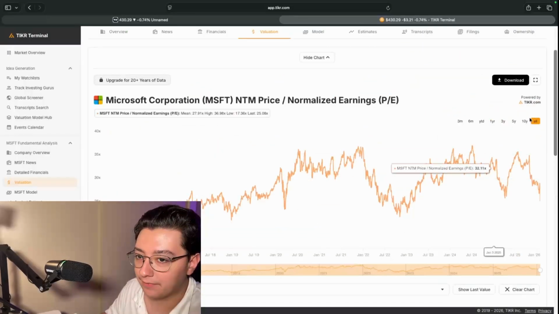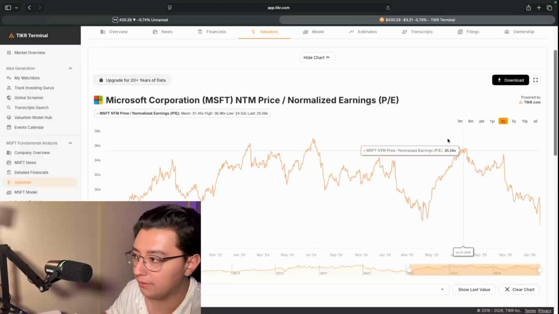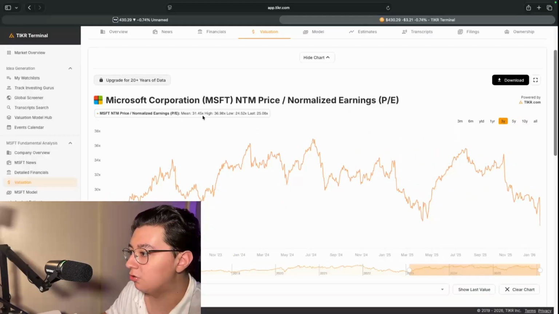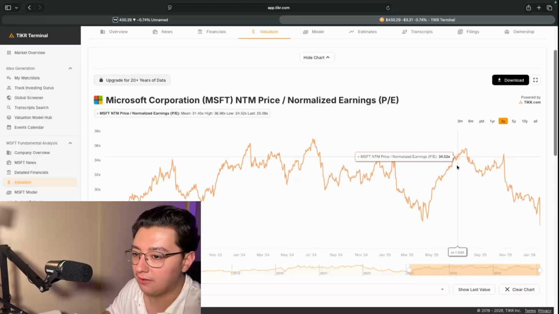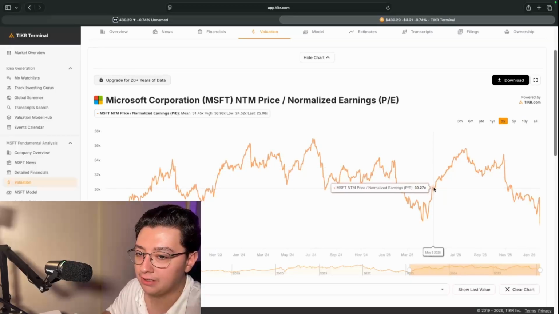If we look at their 5-year, actually 3-year maybe, the mean is 31 and currently the last is 25. So say this stock goes back to 30, because again, the market is being irrational, guys. And that's what we have to look into. So say this recovers at 30, which I think it could, potentially.